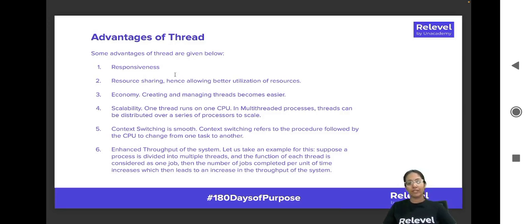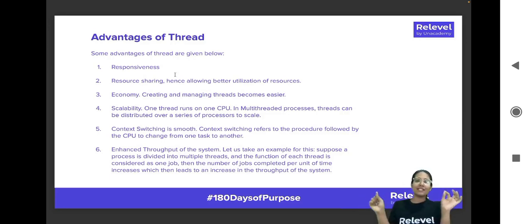Let's take an example for this. Let's say a process is divided into multiple threads and the function of each thread is basically a job. So a big process, a big task, is divided into threads, every thread doing some particular task, and every task is considered a job.